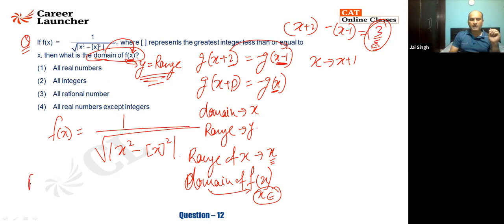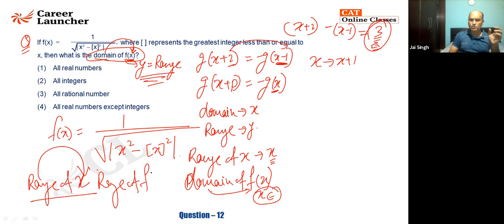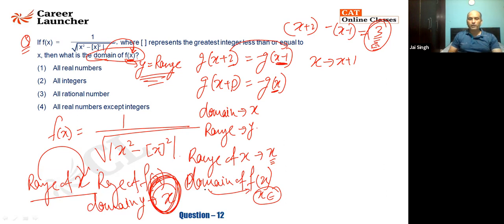Again, I am saying if it is saying what is the range of the values of x, range of x means tell me the value of x. If it is said what is the range of f of x, I'll say range of y means value of y. If it is saying what is the domain of f of x, domain of y means still x. What are the permissible values of x that you will have here? Fine. Try to find out that answer.